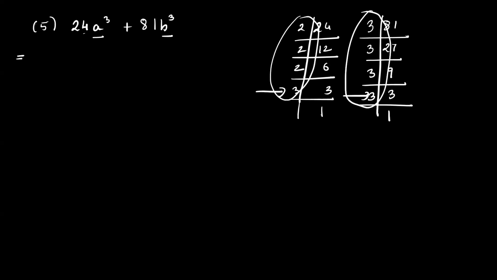So what I'll do is I'll take 3 common, but bracket में अब 3 चला गया. This is gone. So what is remaining is these 3 things. That is 2 into 2 into 2, 8 a cube. And here what is remaining is 3 into 3 into 3. That is 27 b cube. Okay.